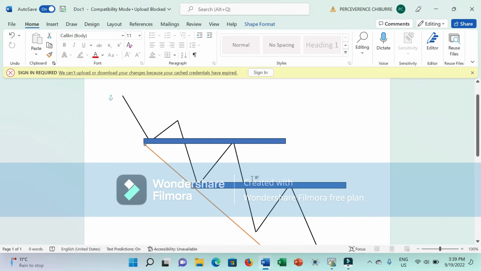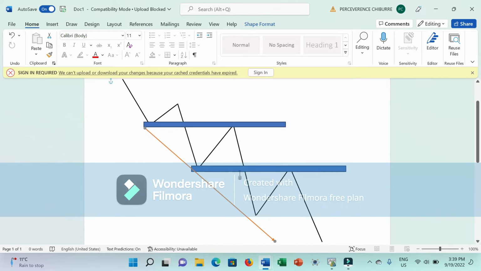Hello guys, today I would like to share with you one of the most effective trading strategies that I always prefer. Let's have a look at this strategy. I call it the break and retest strategy.